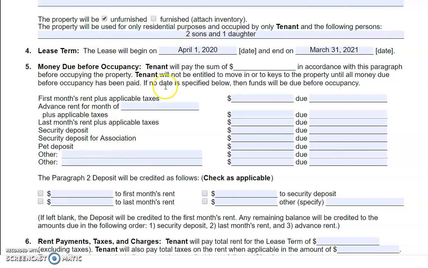Before occupancy, the tenant will pay the sum of, and normally the landlords ask for security, last month and first month. So normally here we put 3 months. But I'm going to write here the first month. That is going to be 1,000 due.